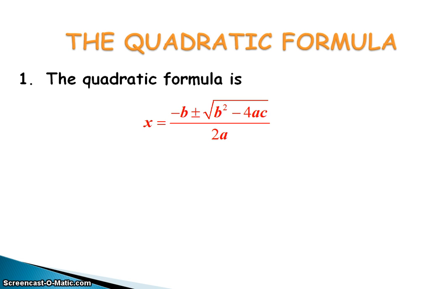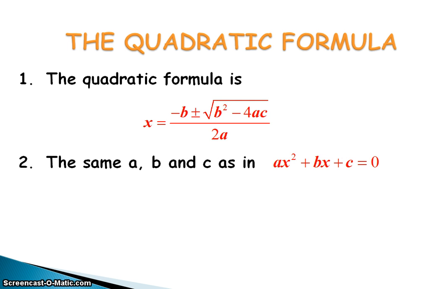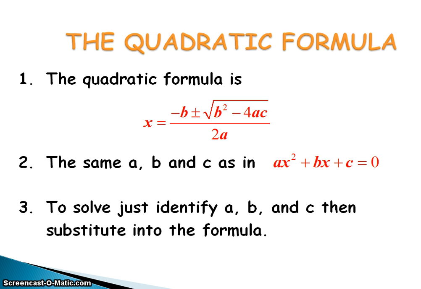The quadratic formula is x equals negative b plus or minus the square root of b squared minus 4ac, all divided by 2a. This is the same a, b, and c as we find in the standard form of the quadratic equation, ax squared plus bx plus c is equal to 0. To solve, you're just going to identify a, b, and c and then substitute them into the formula. Pause now and write down everything on this slide.